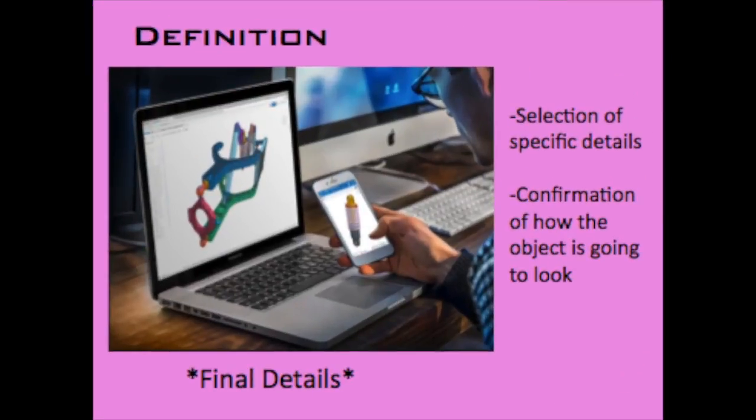Definition. This is when the designer makes their final choices of what they are going to do with their design. This can include selecting specific details and confirming what the designer is going to ultimately produce.